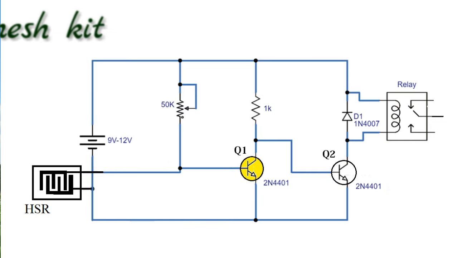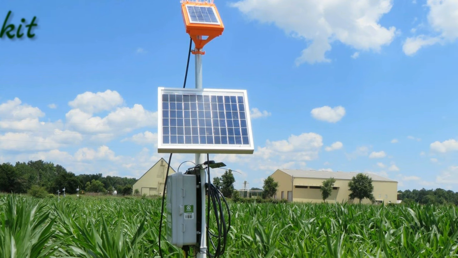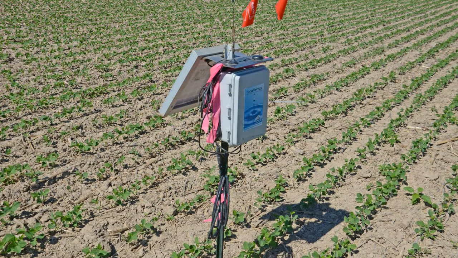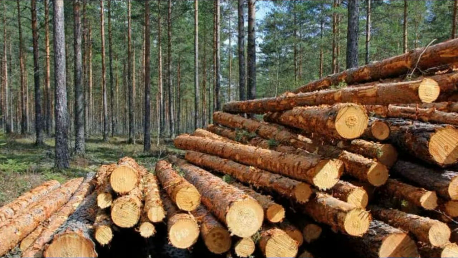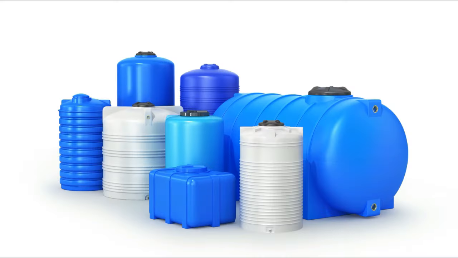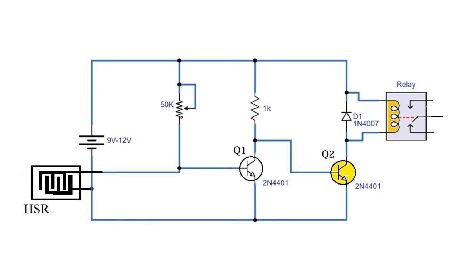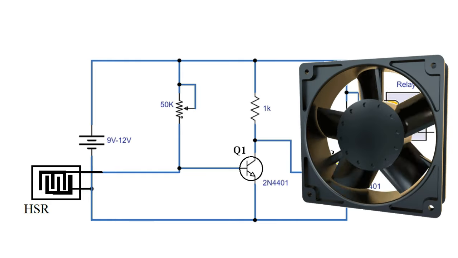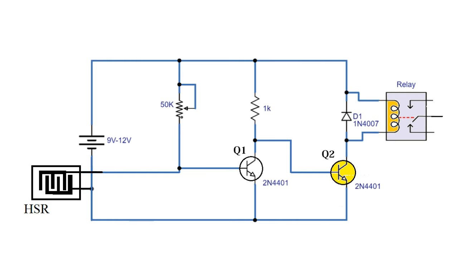This circuit can be used to detect moisture in different substances such as your plants, soil, wood, containers, etc., and after detecting the moisture it will switch on your desired equipment. For example, it can turn on a fan to dry some moisture from any substance.